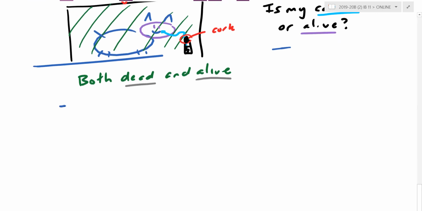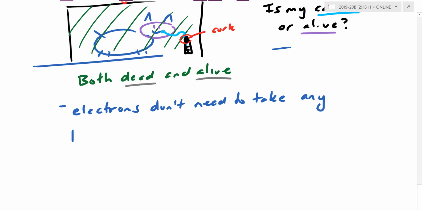When we start thinking about electrons, well, are they actually particles or are they actually waves? Electrons, like this cat, don't need to decide where they are or what they're doing unless you go and make a measurement. Unless you actually go and look for it, I don't need to tell you what I am. So the conclusion from this analogy: electrons don't need to take any position. They don't have to appear anywhere.